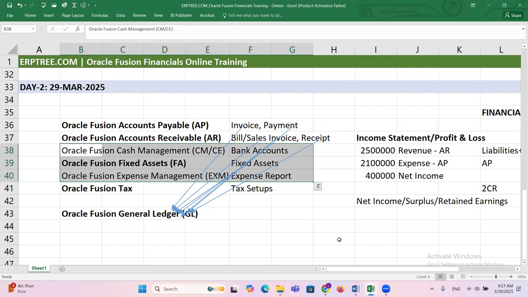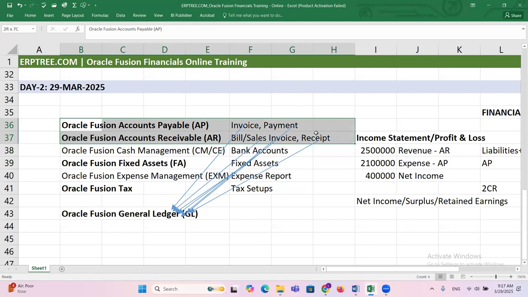But if you want to create the financial reports, your AP and AR is not enough. You need information from your bank account. You need information from your fixed assets also. You need information from expense reports, like how much expense you are incurring, right? From a reporting point of view, everything is important. To perform the business activities, this is very much important. But if you have only these two, it doesn't make sense. You don't know the funds in your bank account, you don't know your assets. It doesn't make sense.